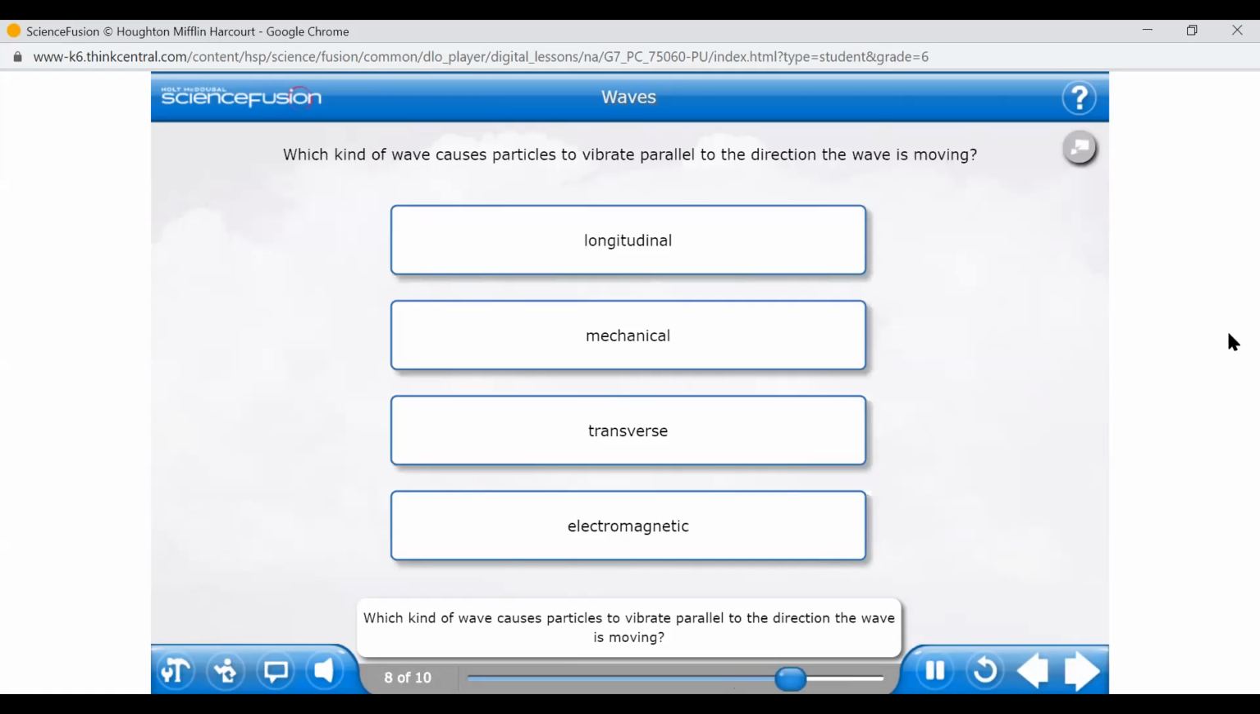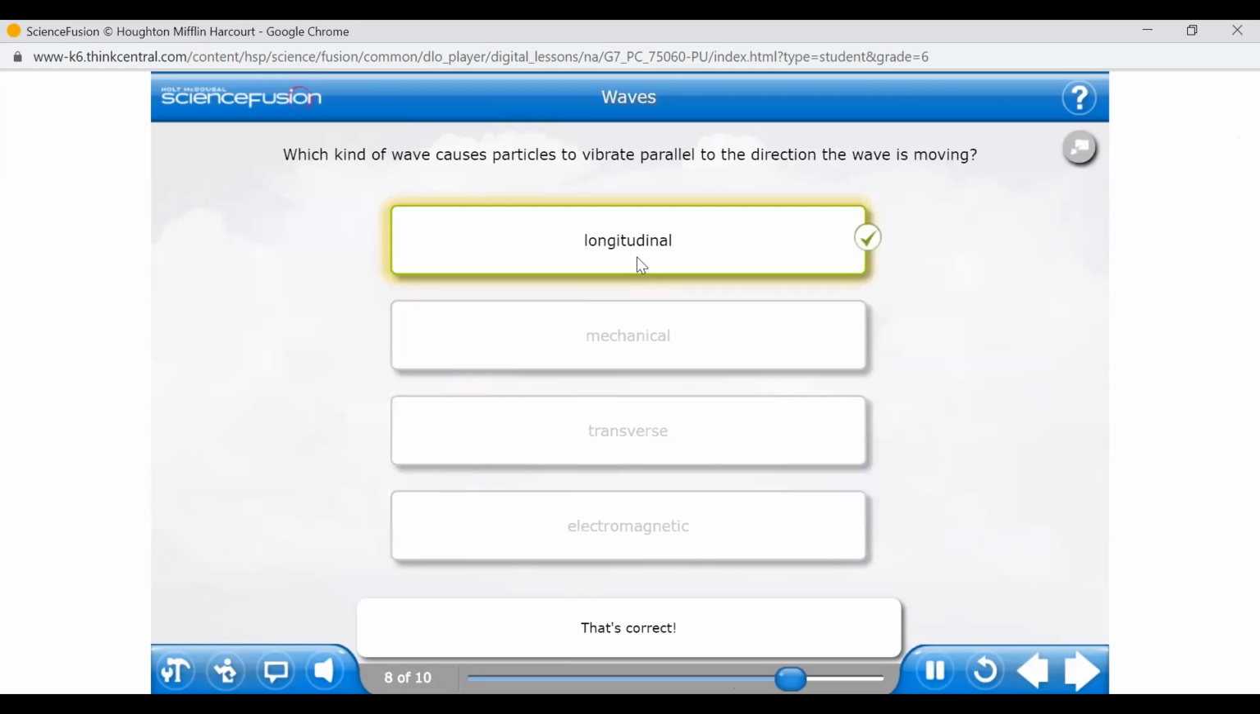Which kind of wave causes particles to vibrate parallel to the direction the wave is moving? Click your answer. That's correct. Longitudinal waves cause particles in the medium to vibrate parallel to the direction the wave is moving.